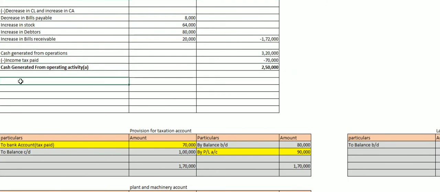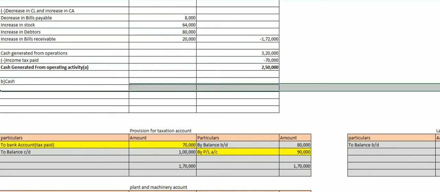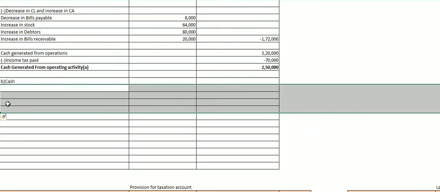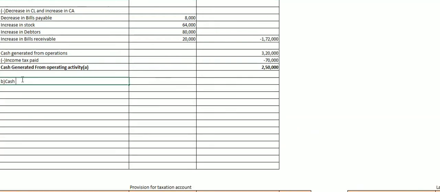Now we'll move on to the next activity, which is cash flow from investing activities. So for cash from investing activity, if you have any purchases of your long-term asset, you will minus it. If it is any sale of long-term asset, you will add it.